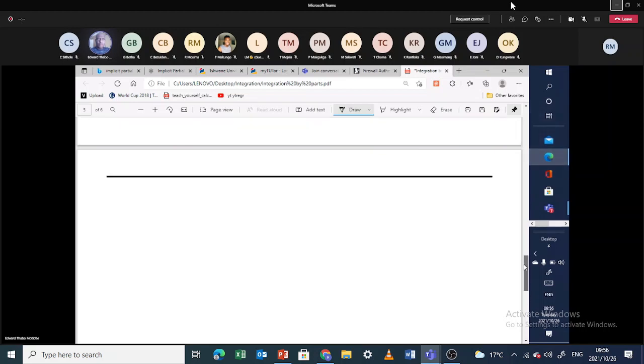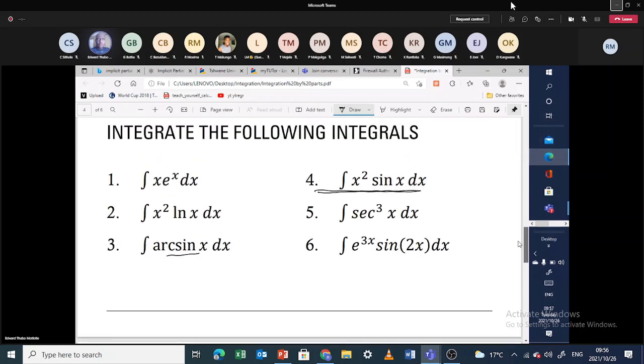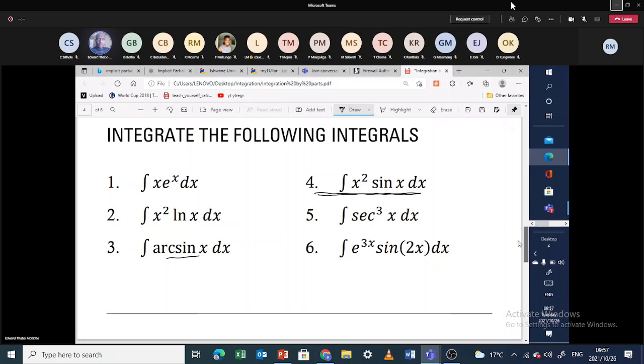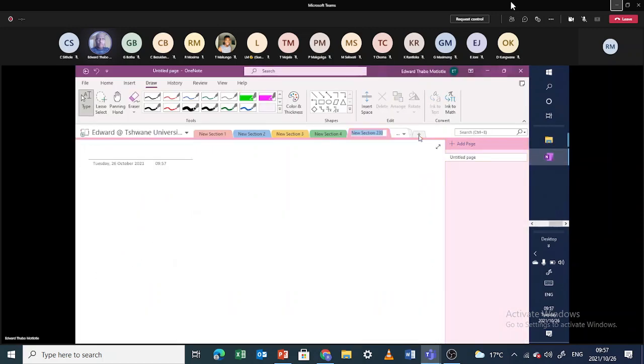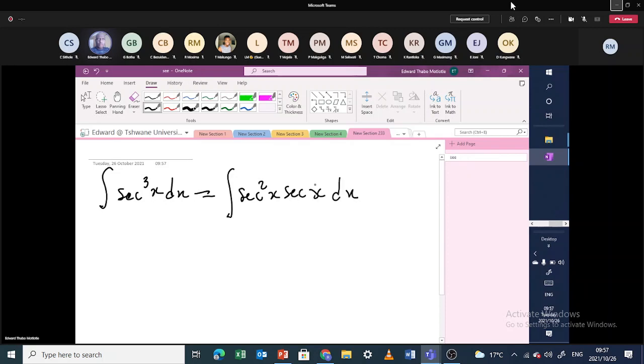The next one is number 5, the integral of sec to the power 3 x dx. Let's do that. So now we are going to integrate the integral of sec to the power 3 x dx. This can be rewritten as sec squared x times sec x dx.